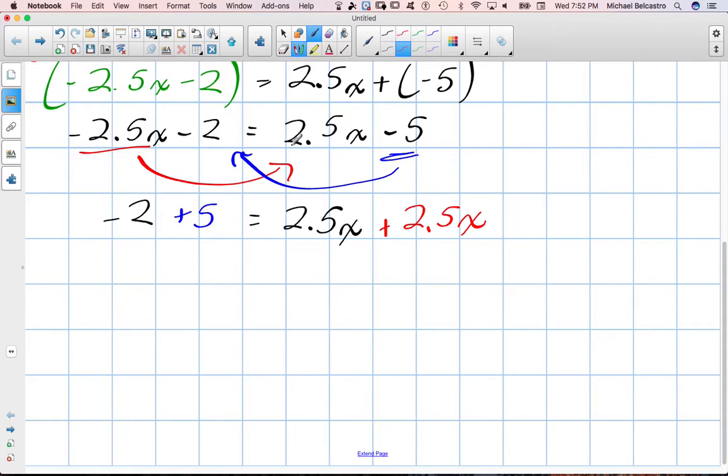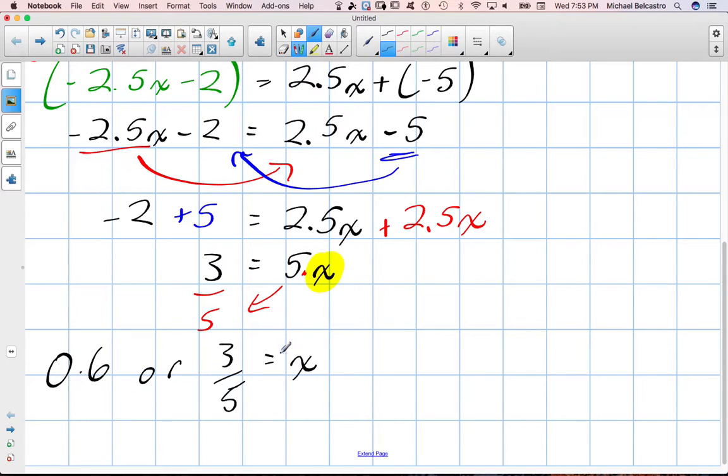So now we have like terms. Negative 2 and 5 is going to give us 3. And 2.5x plus 2.5x is going to be 5x. Perfect. The goal here is to get x by itself. Now technically this is 5 times x. So to move that 5, we'd have to use division. And you could leave this as a fraction. In fact, you could say x is equal to 3 over 5. And you could be done. Or you can make it a decimal.